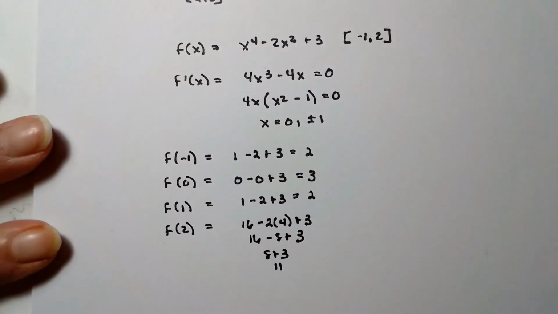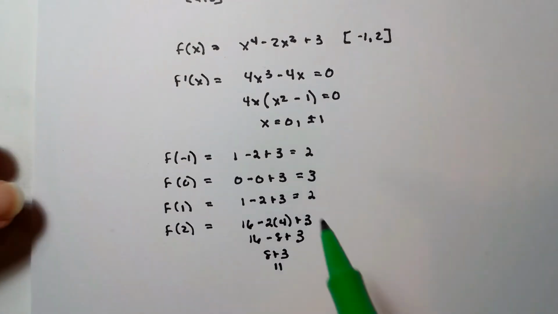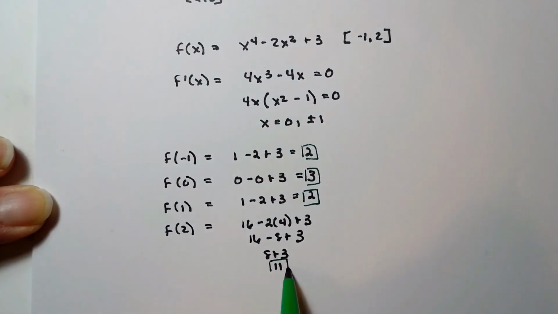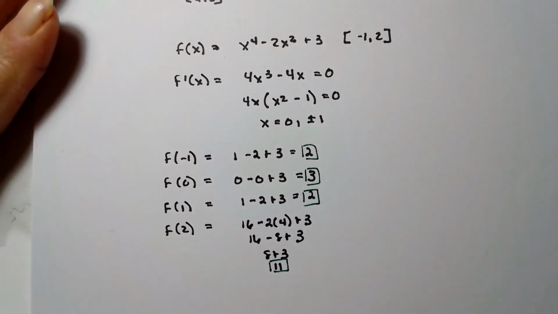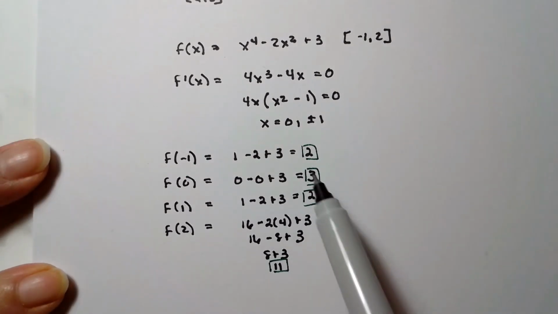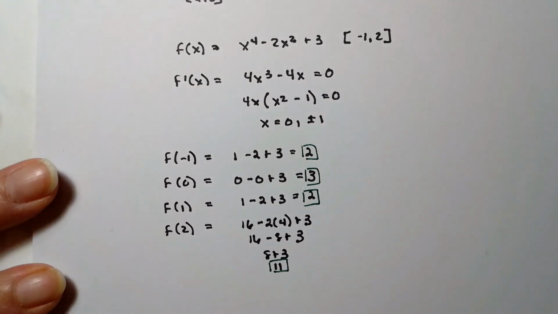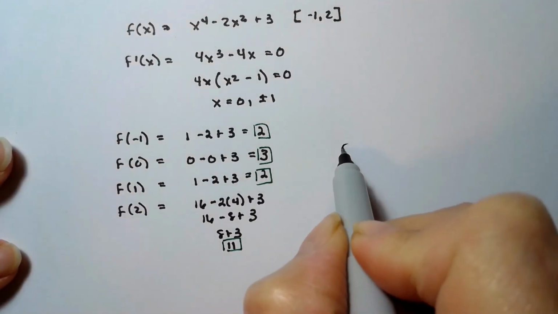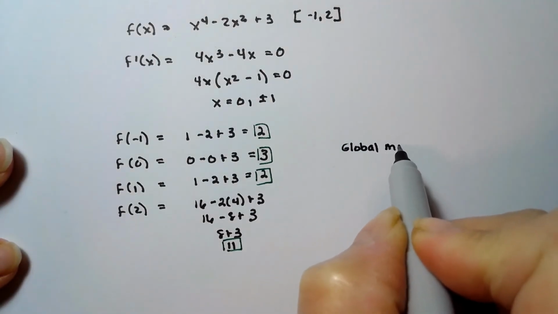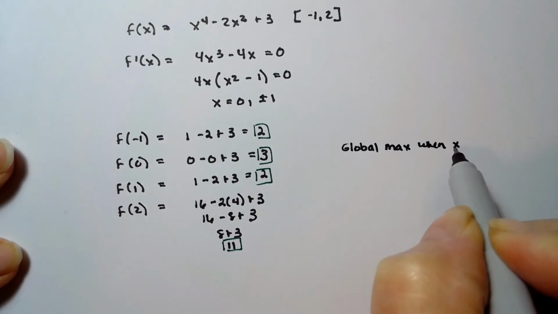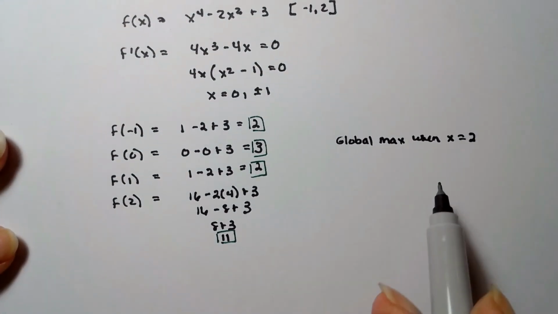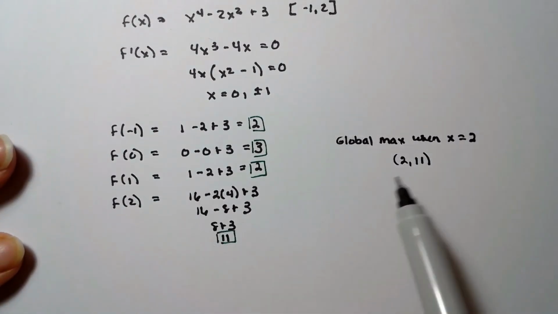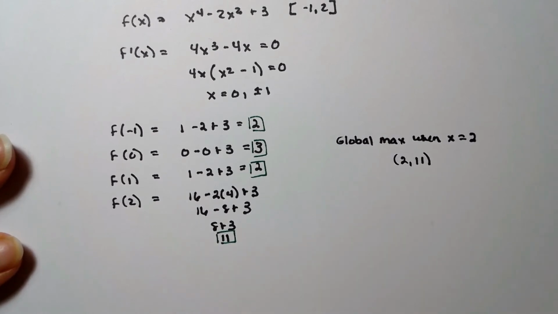All of these results are going to help me determine what the absolute max and min are. The smallest number that you get is going to be an absolute min, and the largest number you get is going to be an absolute or global maximum. So here I've got a global max when x is equal to 2, or I could say at the point (2, 11), because 11 is the highest point in the function.